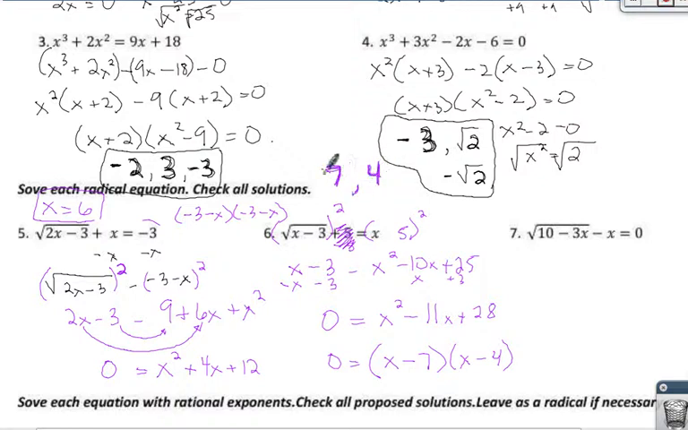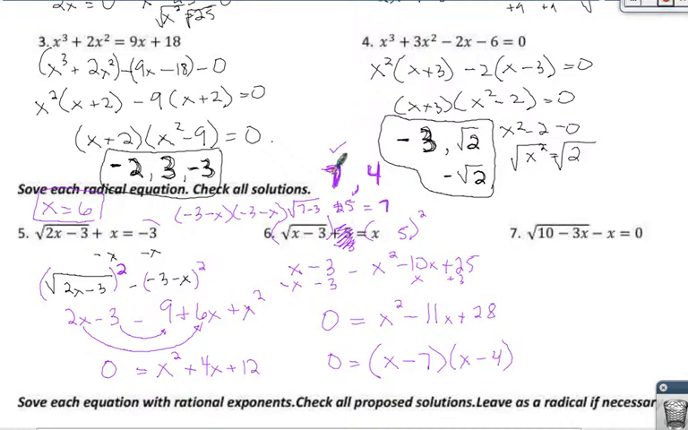So we check them by plugging back in. So if I had the square root of 7 minus 3 plus 5, does that end up giving me 7? That's the question. 7 minus 3 is 4. The square root of 4 is 2. 2 plus 5 is 7. Sure enough, 7 is going to be a solution.